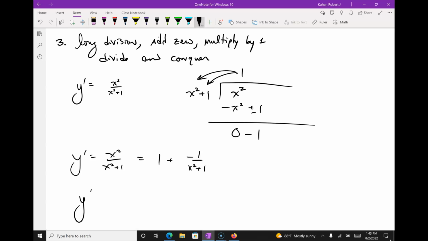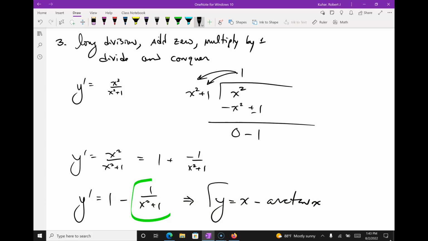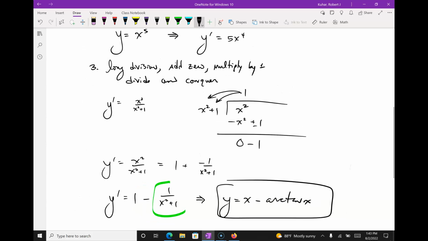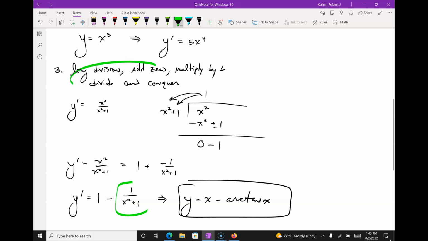So what's my antiderivative? What's the antiderivative of 1? What did I take the derivative of? Nice. So y is x minus what? Anybody recognize this one? Arctan. Nice. So wait on most of these for me, okay?